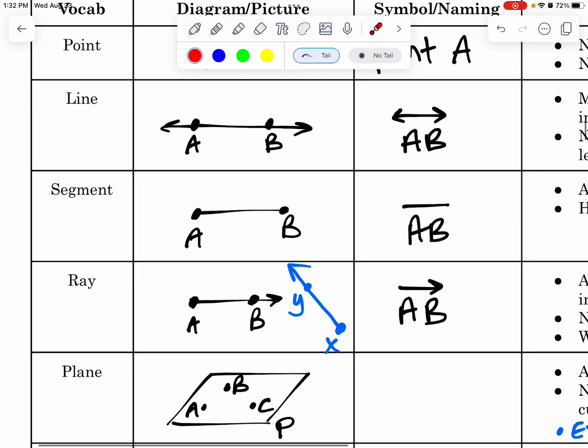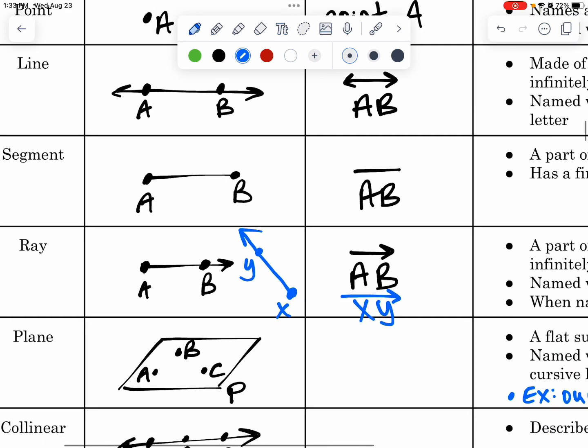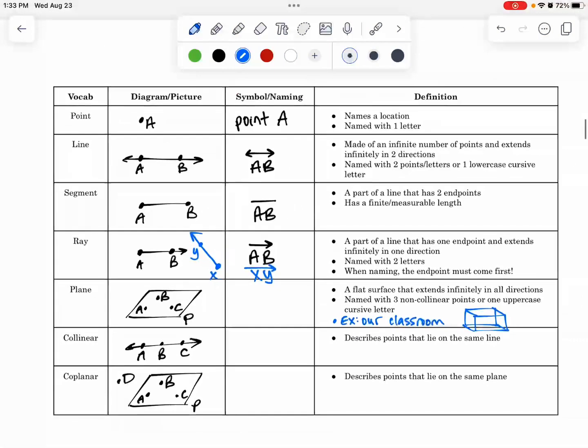But the way that I name it, you have to be really careful, because the endpoint here is the X. So I'm going to put those letters in order, and I'm going to say X, Y, and the arrow has to go with the Y. So even though it's pointing up and to the left a little bit, this is the way that you name the ray. Okay, so be careful about that.